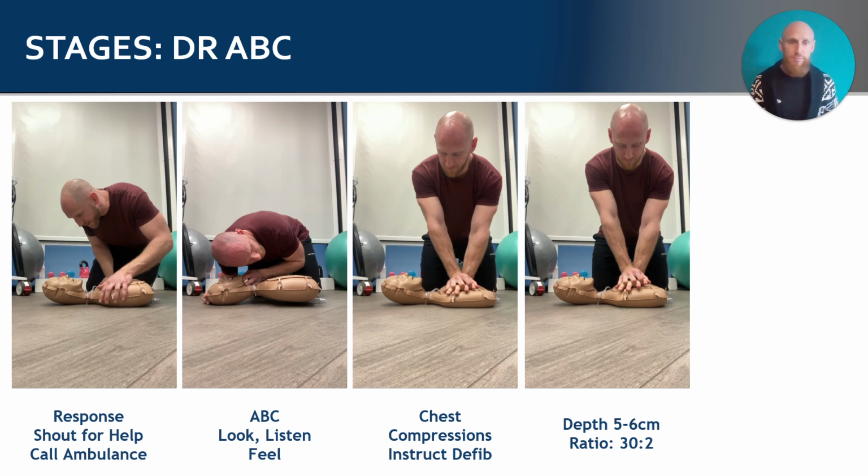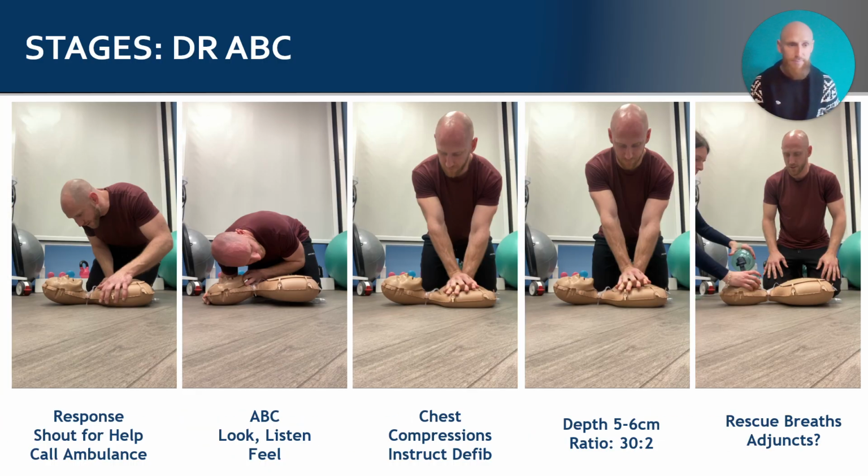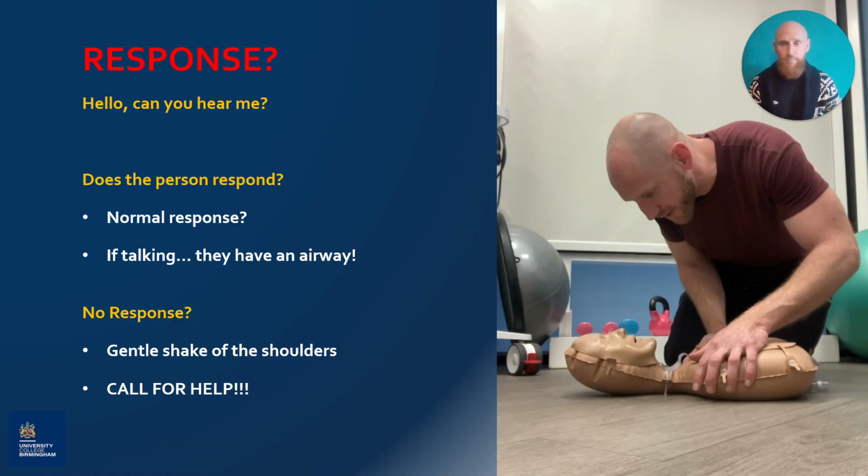The ratio is 30 chest compressions to 2 rescue breaths. And you just cycle that continuously, either on your own, or you share that responsibility with somebody else. The 2 rescue breaths can come in different formats. It can either be mouth to mouth, it can be with a protective barrier, it can also be with a pocket mask, or you can use this sort of bagging piece of kit that you see here. So we'll go through this in a bit more detail.